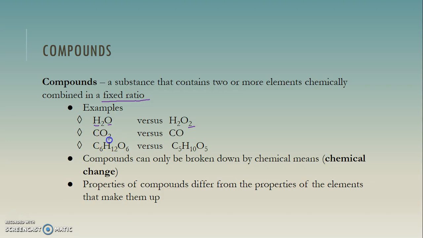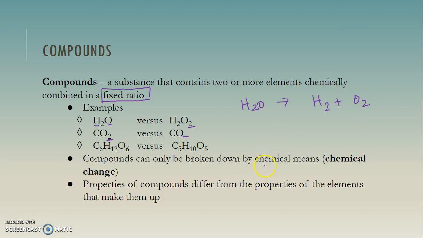This one's carbon dioxide. You have two oxygens. This one has one, so it's carbon monoxide. It's the same ingredients, but when you change that fixed ratio, you change what you have and you change the properties of the substance. And then here's two different sugars. They're the same ingredients, but in different ratios, they make a different sugar. So compounds are just like elements. They can only be broken down by chemical means, which means if you take water and you break it up and you turn it into hydrogen and oxygen, you don't have those same properties anymore.